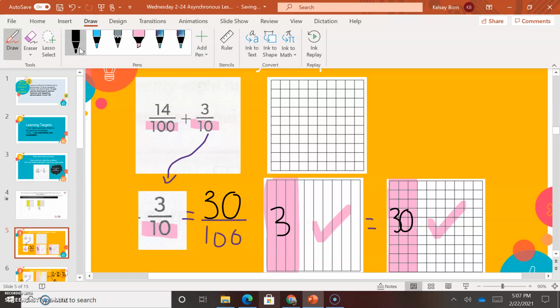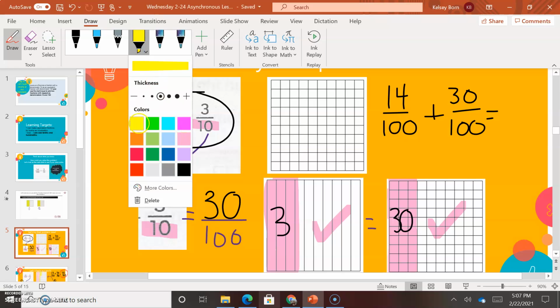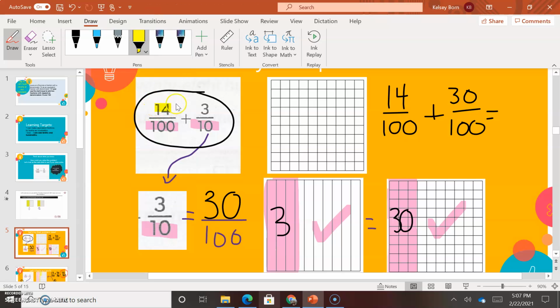All right, so now when I solve this problem, instead, what I'm actually solving is 14 hundredths plus 30 hundredths. And they have matching denominators now, so that's way easier. Okay? And I could solve right across if I want to, but because we're using visuals today, we're going to do that. So I'm going to use yellow to show my 14 hundredths over here.